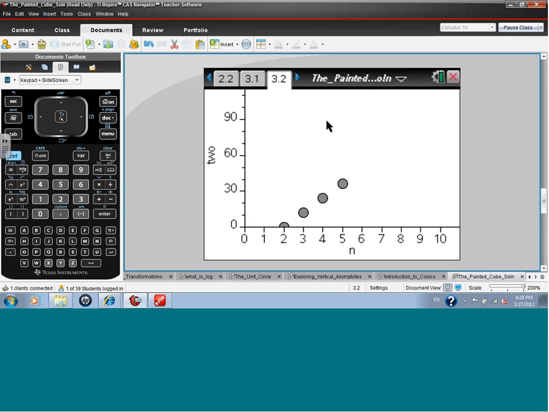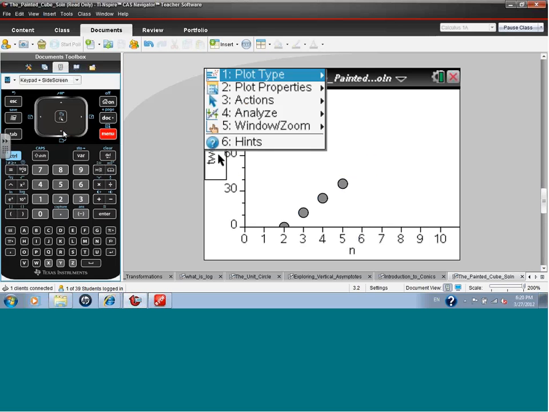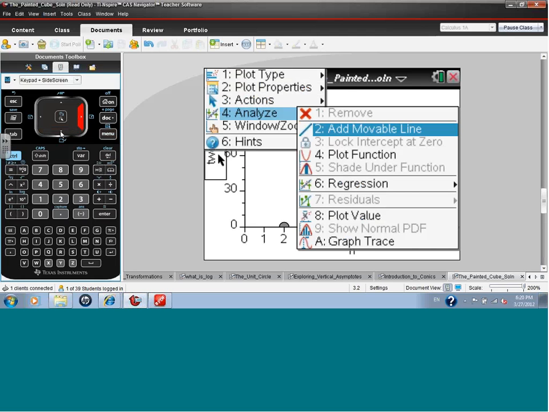And so then in the activity, in the blackline master activity, students are asked to see if they can find the equation of this scatter plot so that they can then make a conjecture, a generalization, about how many unit cubes have 2 faces with paint, if you know N, if you know the size of the overall cube. So my goal right now is to get a line fit for this scatter plot. So if I click on Menu and then go down to Analyze, there are 2 ways to get a line.